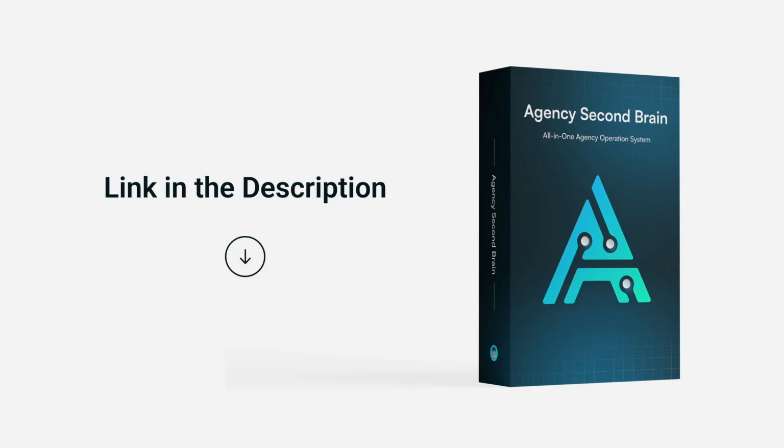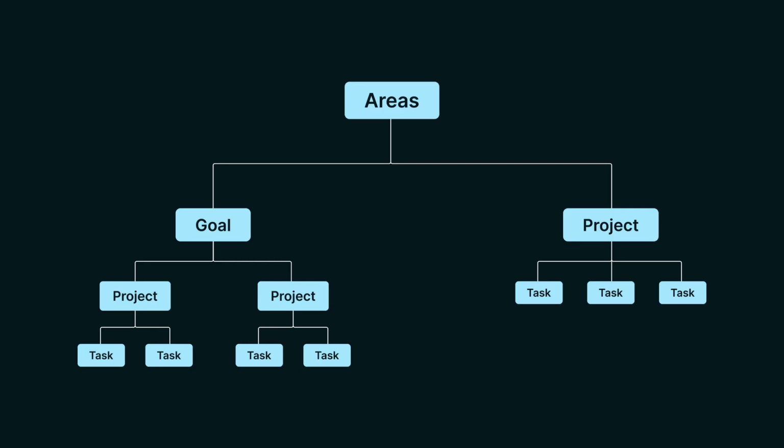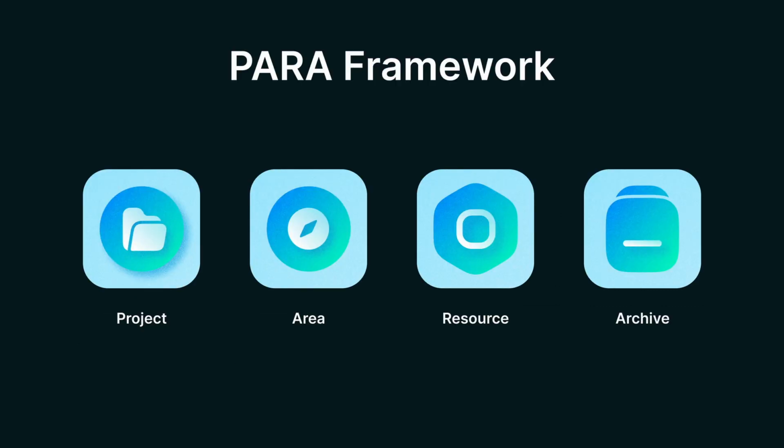Without further ado, let's dive into it. Agency Second Brain is built with the concept of Second Brain from Tiago Forte and following the PARA framework. This allows you to manage your agency under the hierarchy of areas, goals, projects, and tasks, using the PARA framework to organize everything from yearly planning to day-to-day tasks.